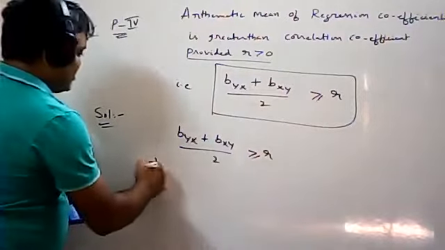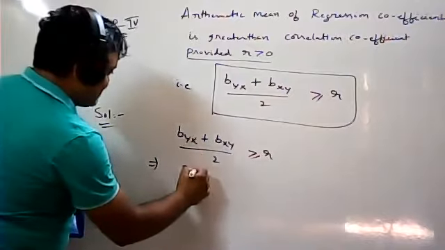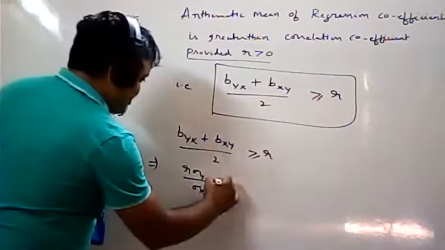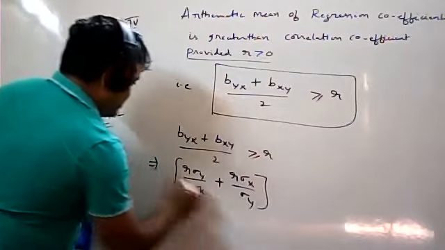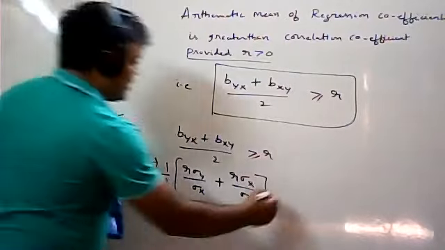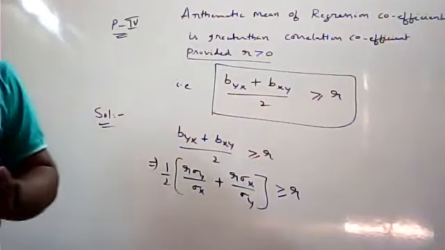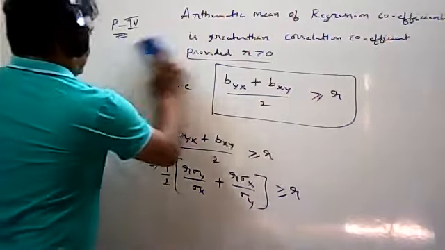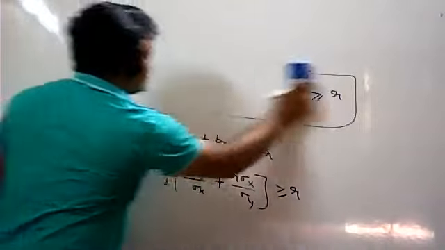So this implies byx, and all of you know the formula. What is byx? r sigma y by sigma x. And bxy is r sigma x by sigma y, into 1 by 2. So I will write that here: 1 by 2 greater than or equal to r. This is a simplification. I know all of you know how to simplify this value, so you can simplify it.